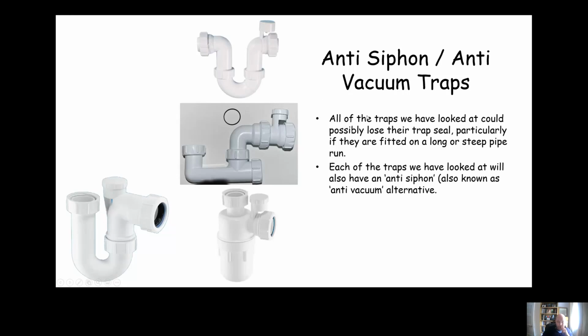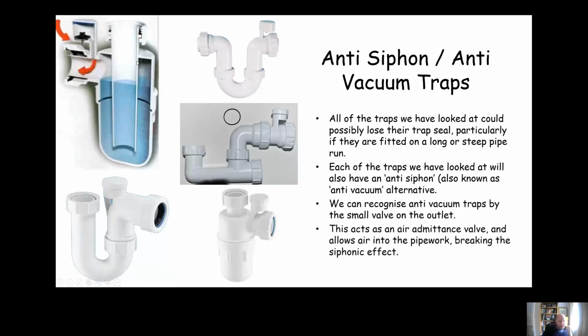So anti-siphon and anti-vacuum traps. All of the traps that we've looked at are potentially at risk of losing their trap seal, particularly if they're fitted on the end of a long run or a steep pipe run. They should all have anti-siphon or anti-vacuum alternatives that you can see here, and you can see just this little bit sticking up here. That essentially acts as an air admittance valve, and it allows air in to break the siphonic effect. So if any appliance was subject to siphonic action, then you'd fit an anti-vacuum or anti-siphon alternative.